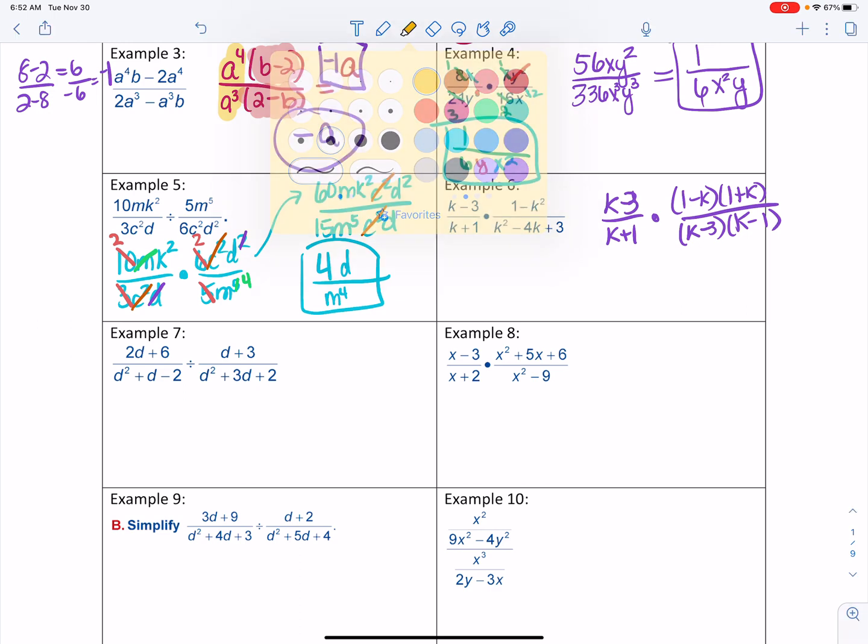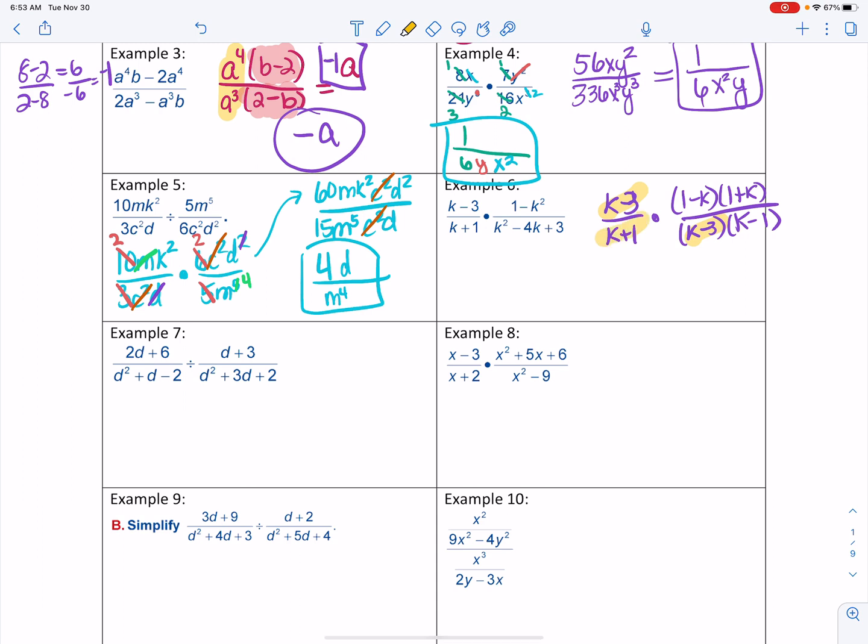What is exactly the same? K minus 3 are exactly the same. There's actually another one that's exactly the same. Look at the k plus 1s. If I do 1 plus 7, I get 8. If I do 7 plus 1, I get 8. No matter what I do, it doesn't matter how you add, those are the same.